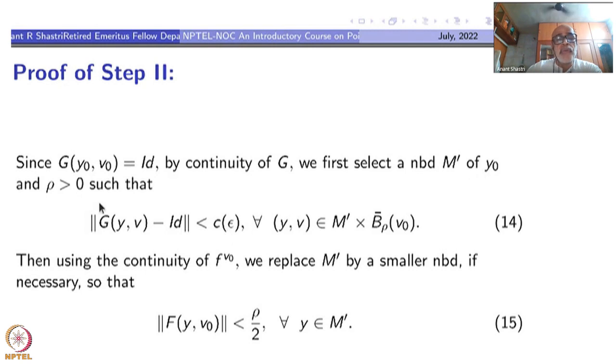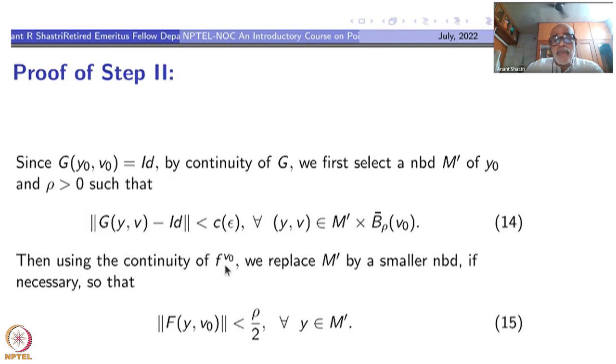In the neighborhood of V naught, I can choose an open ball. Of course, I can take it smaller, then I can take the closed ball also, no problem. But for M prime, the neighborhood of Y naught, Y is some arbitrary space, so just some neighborhood. I don't have any balls there yet. For every Y, V inside M prime cross this one, this is true.